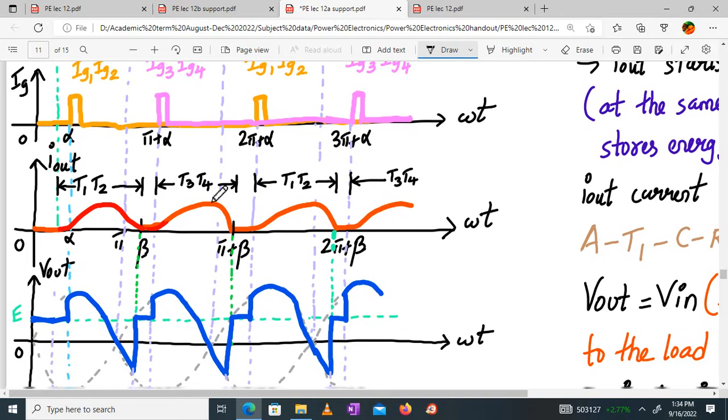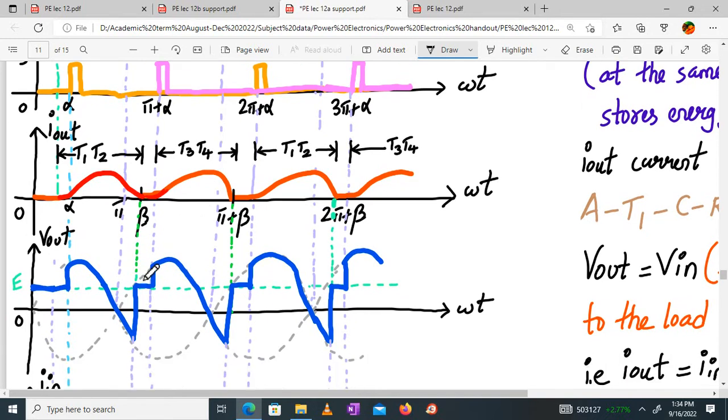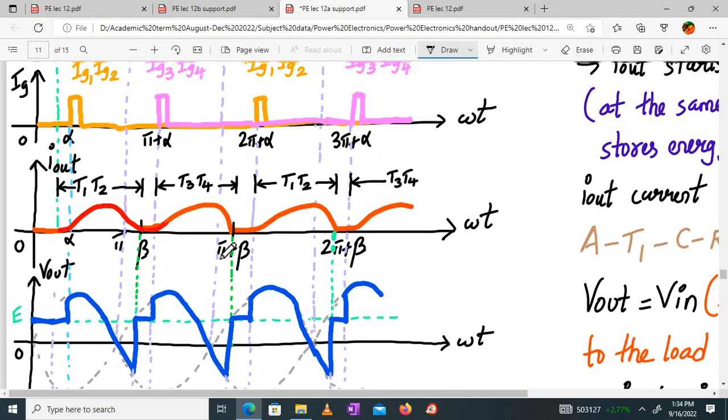V out will be, अरे ये minus V in का line है ना? ये वाला dotted line is minus V in. This is V in. So जब भी T3 and T4 are on, output will follow negative of input. Till they are off. अभी off कभी होते हैं pi plus beta में. And the cycle will repeat.